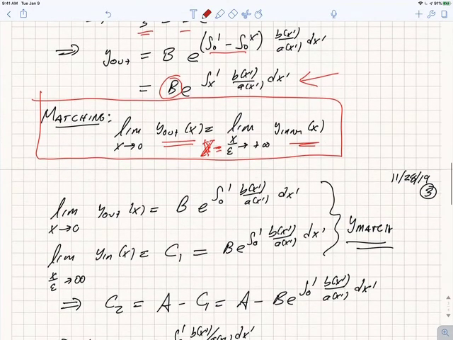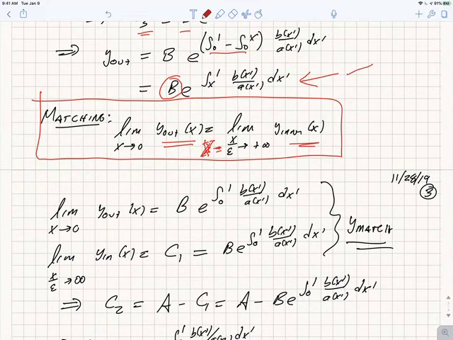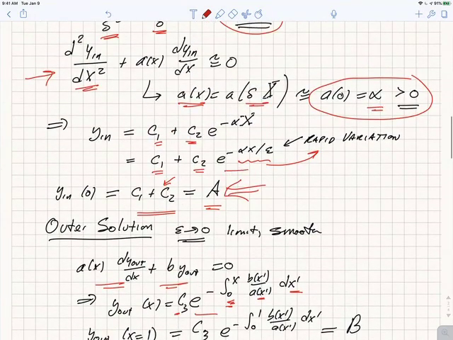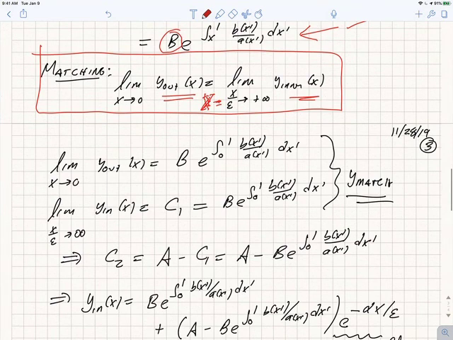The limit as x goes to 0 of the outer solution is easy to calculate from up here. It's b times e to the integral from 0 to 1 of b over a dx prime. The limit as x over epsilon goes to infinity of y inner, the inner solution, is right here. And remember, this is where alpha greater than 0 comes in, because if alpha is greater than 0, then e to the minus alpha capital X goes to 0 as X goes to infinity. So the limit of the inner solution as capital X goes to infinity, or x over epsilon goes to infinity, is just C1. So that has to equal the outer solution as x goes to 0.